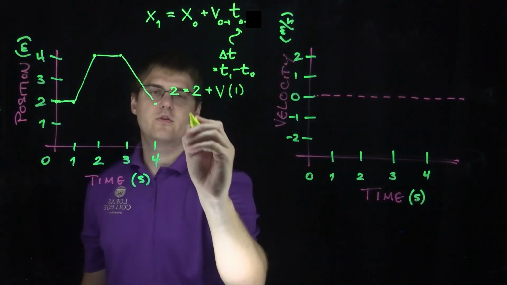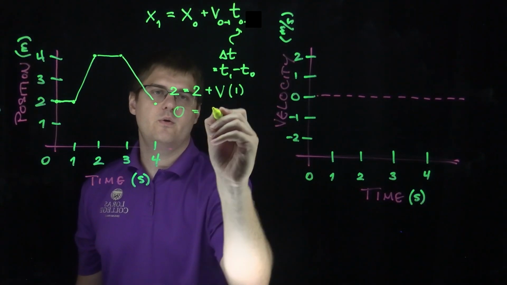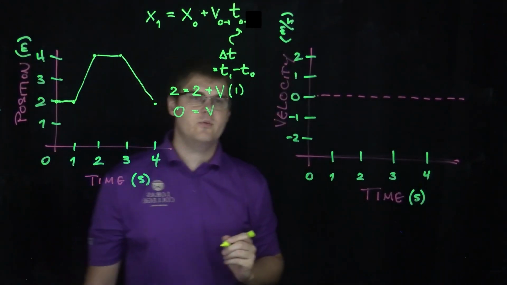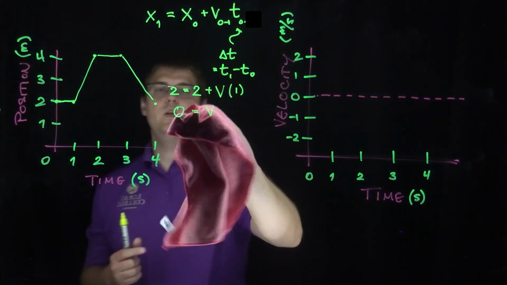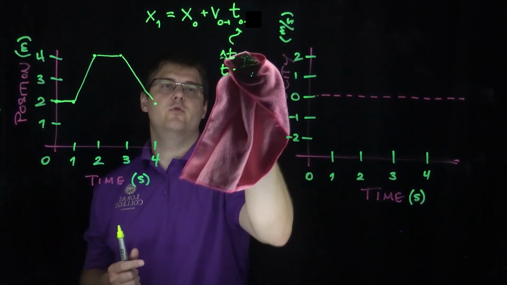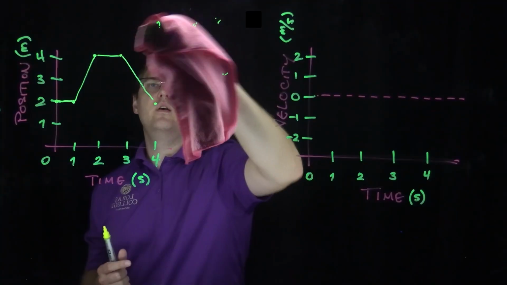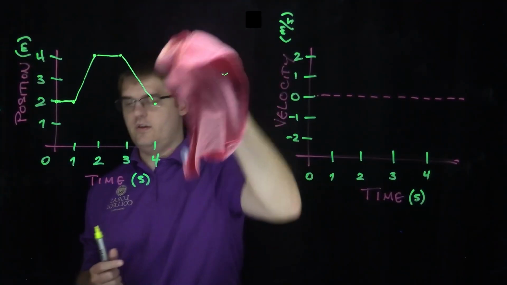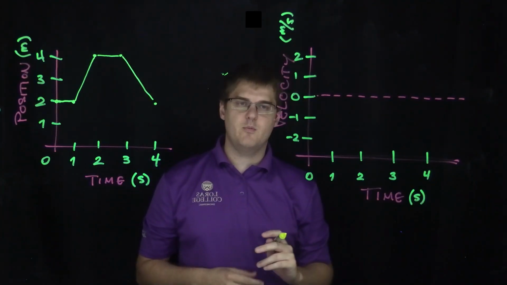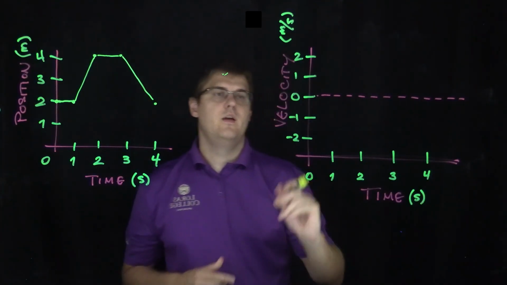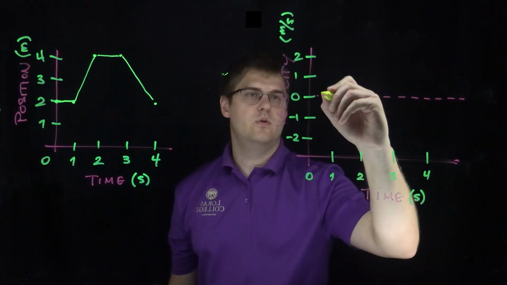So subtract the 2 over. 0 is equal to v times 1, or 0 is equal to v. We have a velocity of 0 between those two times. And this works because that velocity is constant. It's a flat line or a straight line. Anytime we have straight lines, we have a single velocity between the two.